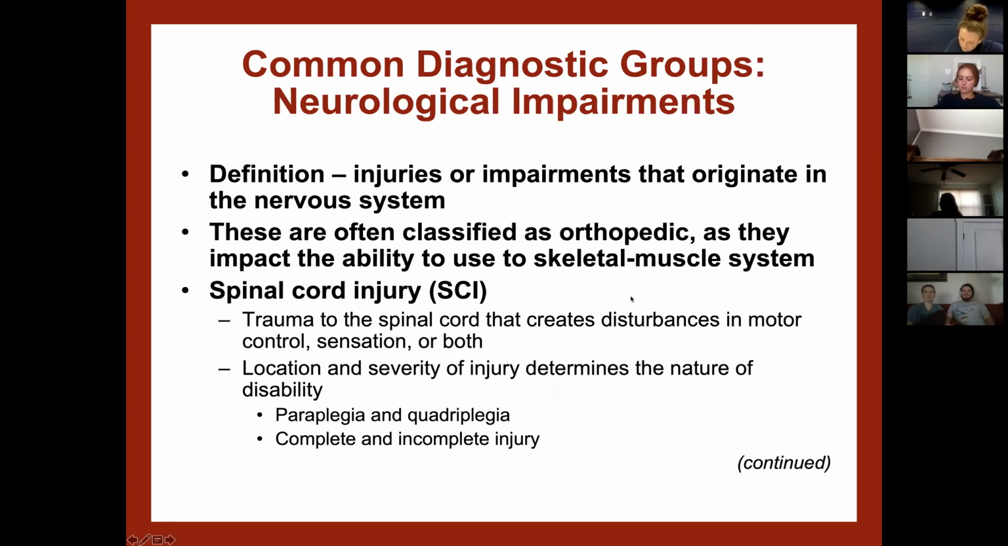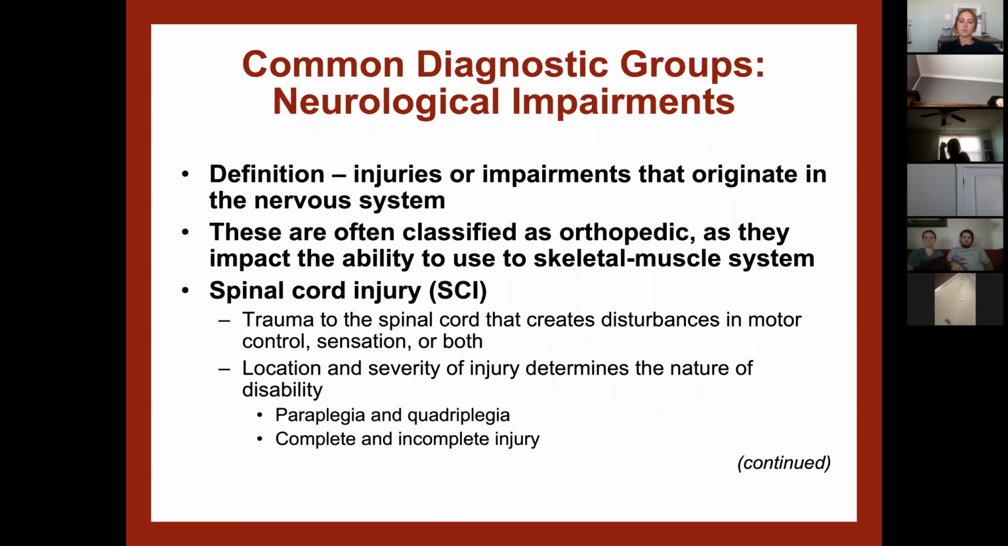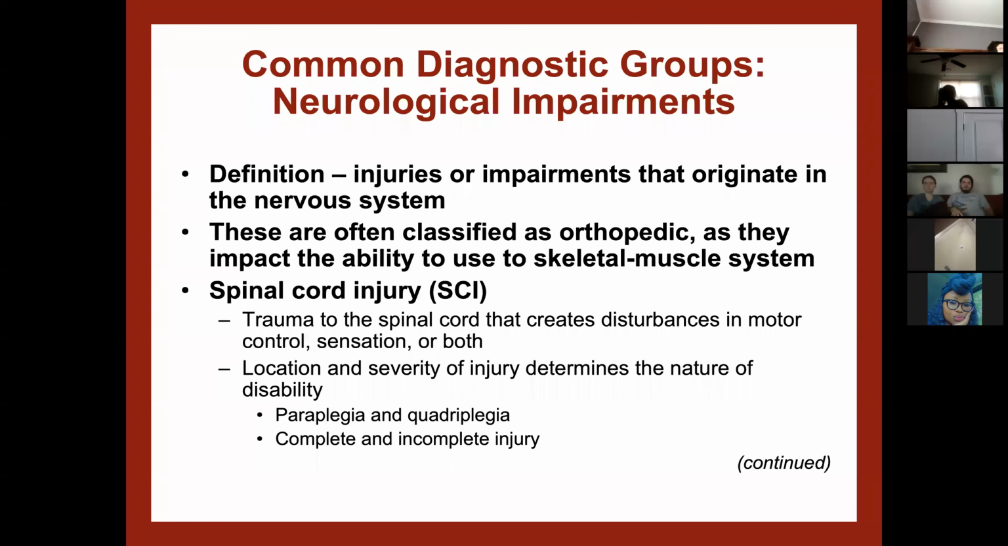As far as neurological impairments, we're talking about injuries that originate in the nervous system. So know that that's what a neurological impairment is. Sometimes neurological impairments are classified as orthopedic, although they can kind of be both, because a lot of times they impact the ability to use the skeletal muscle system. So like you talk about a spinal cord injury here below, that causes issues below the site of the injury. So obviously it's going to impact them orthopedically as well as neurologically. So what they're going to see is disturbances in their motor control, their sensation or lack of, or both. And the location and severity of the injury determines the nature of disability.